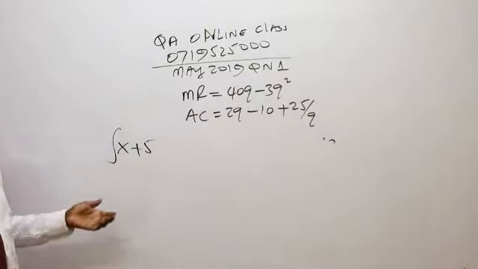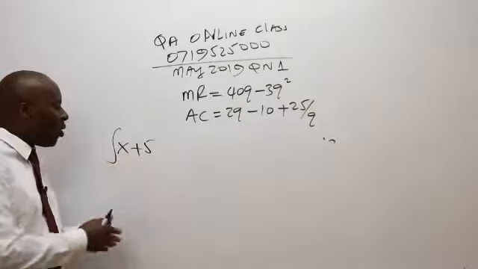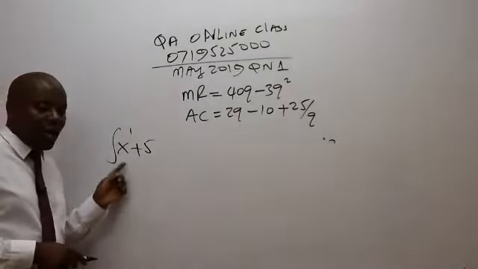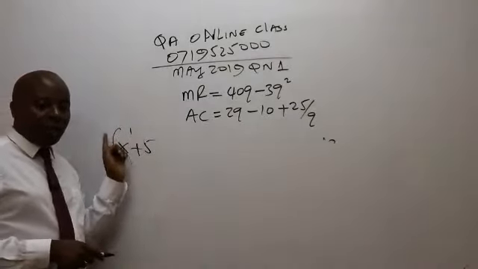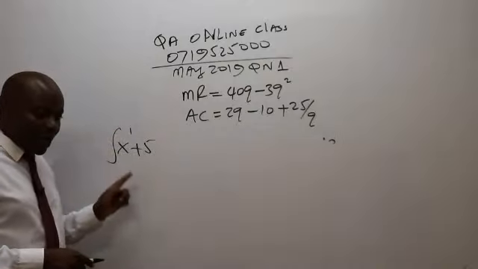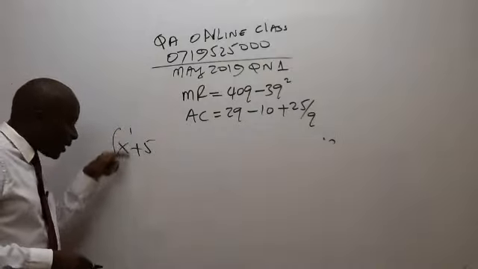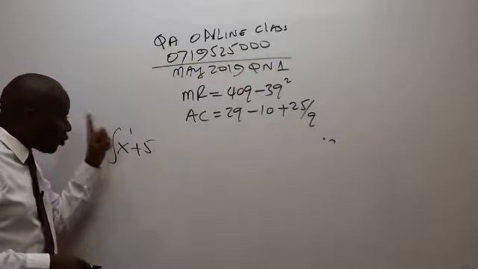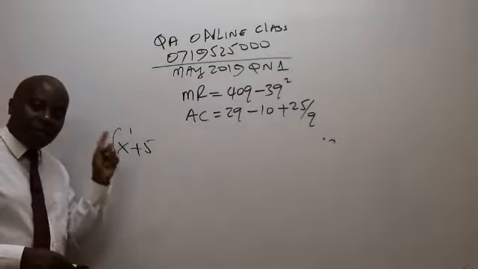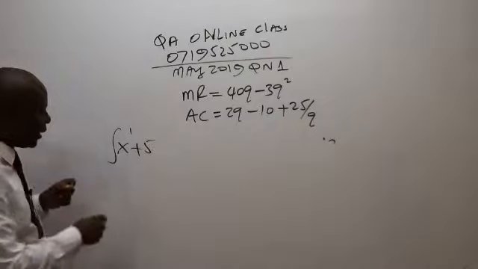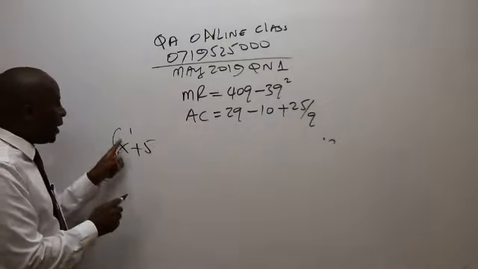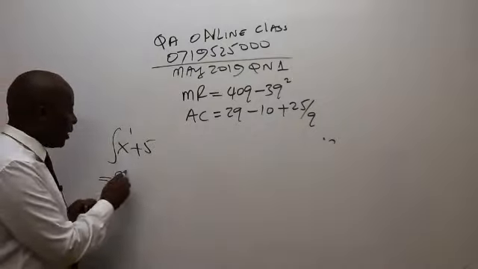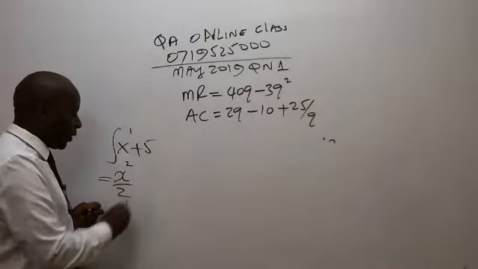But again, remember, when you see a term like this, x alone, it has an implied power of 1. It's there, so when I'm integrating, I have to be cognizant of that fact. So how do I go ahead and integrate? I'll increase the power by 1, so this will be x raised to power 2, all over 2.